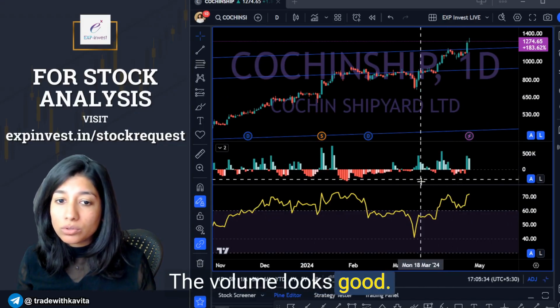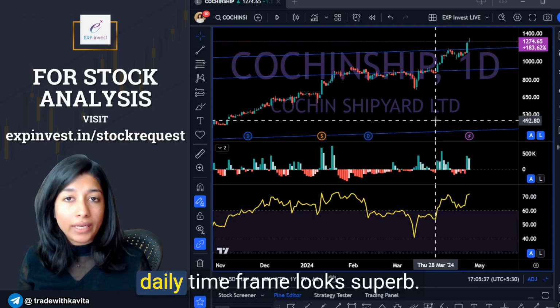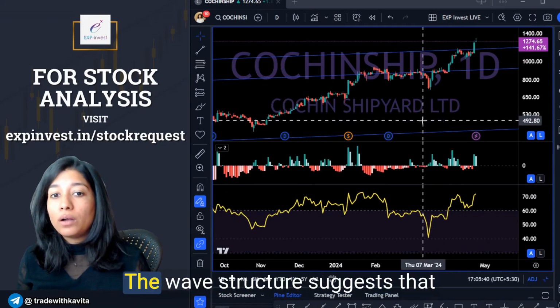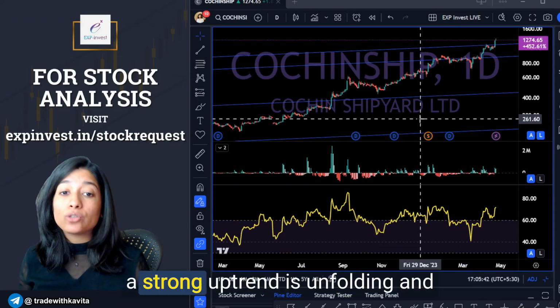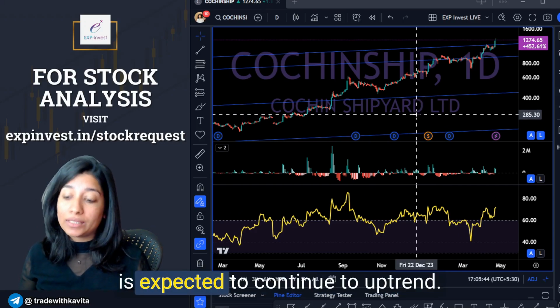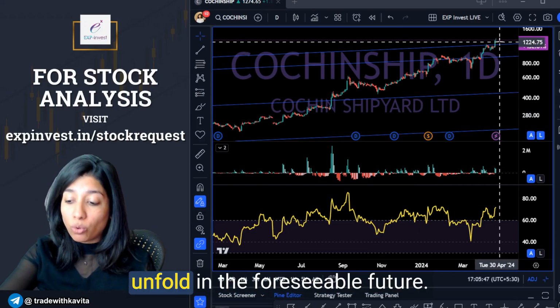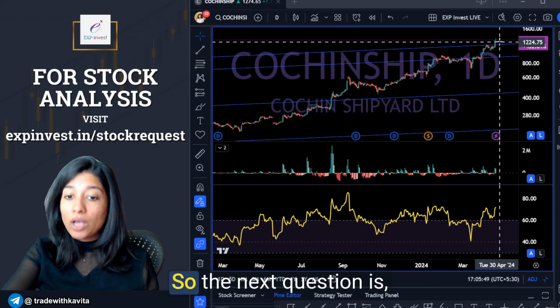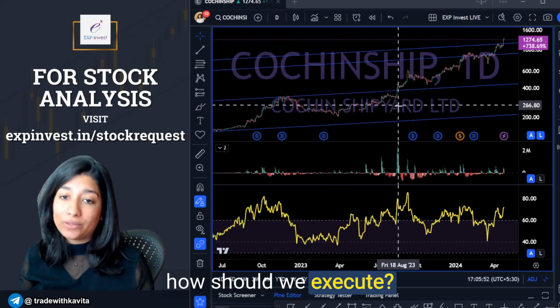The volume looks good. The RSI of the weekly and the daily time frame looks superb. The wave structure suggests that a strong uptrend is unfolding and is expected to continue to unfold in the foreseeable future. So the next question is, how should we execute?